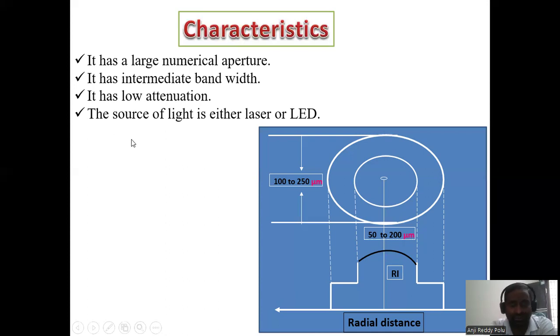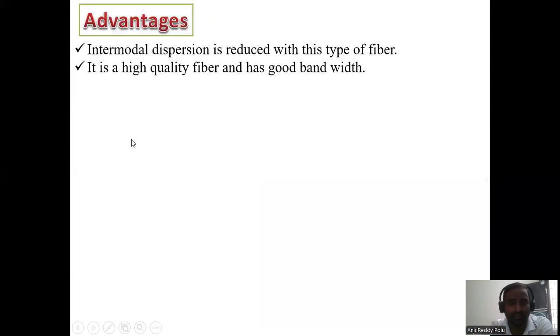Here the source we can use is laser or LED, any source. Advantages: intermodal dispersion is reduced with this type of fiber. By using this graded index multimode fiber, we are minimizing the losses due to intermodal dispersion. It is a high quality fiber and has good bandwidth compared with other fibers.